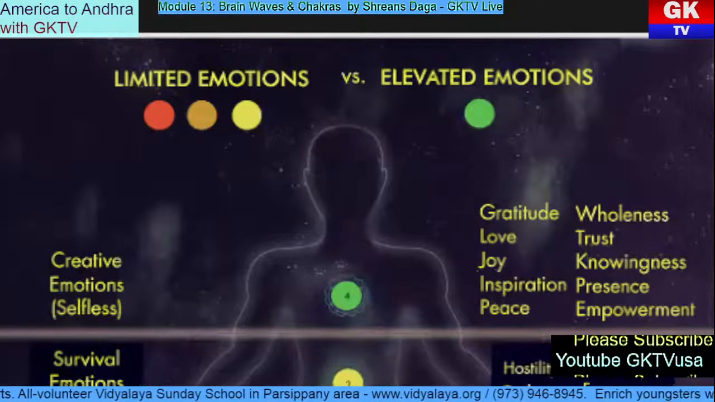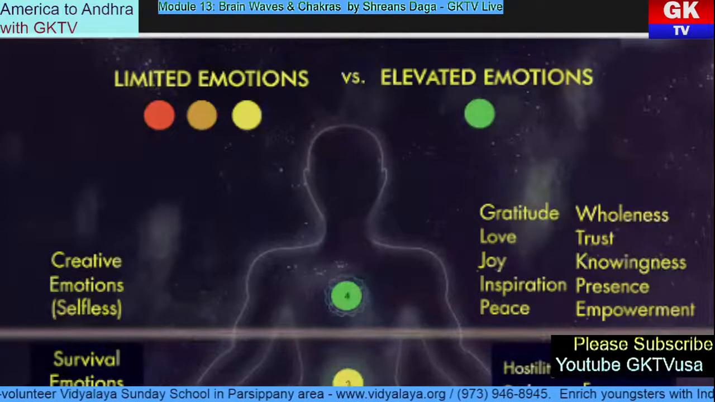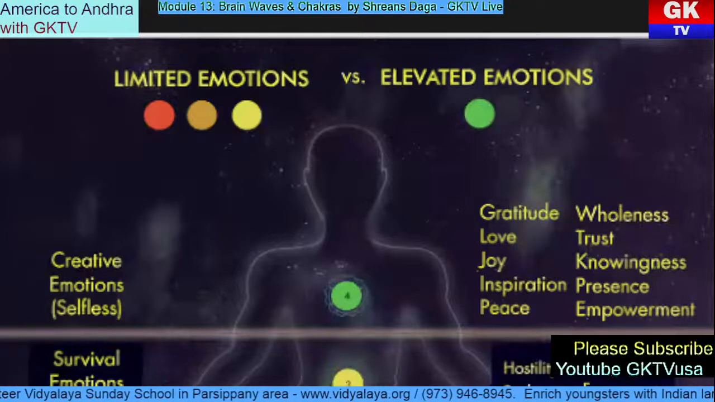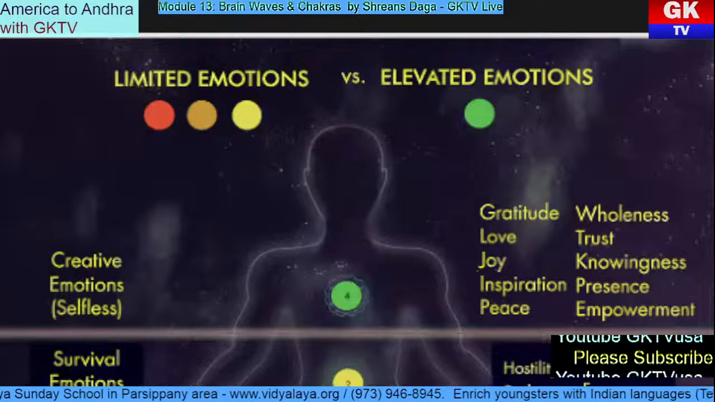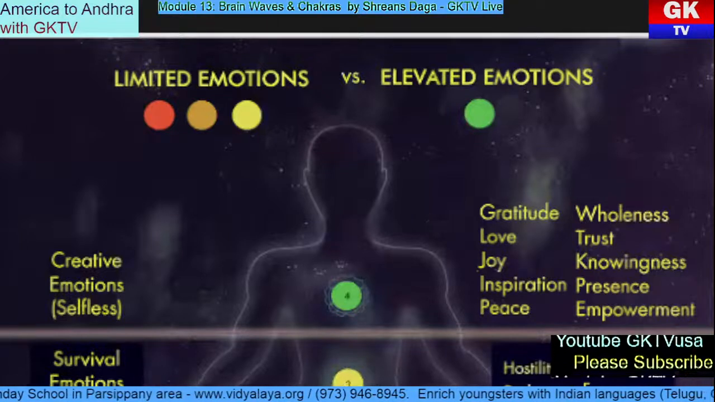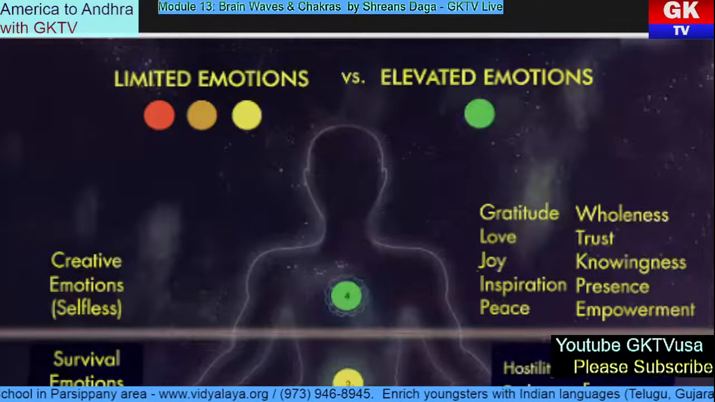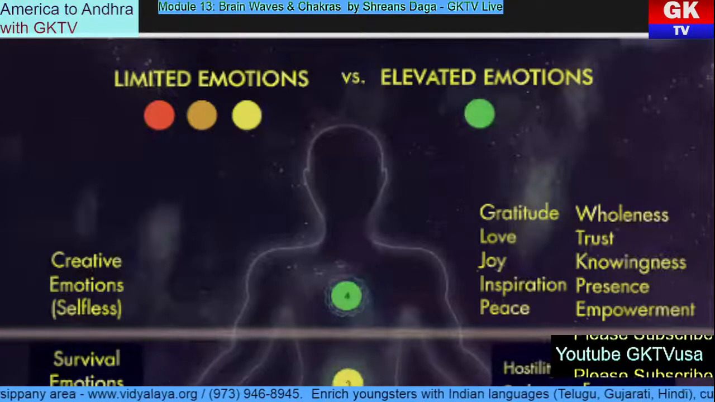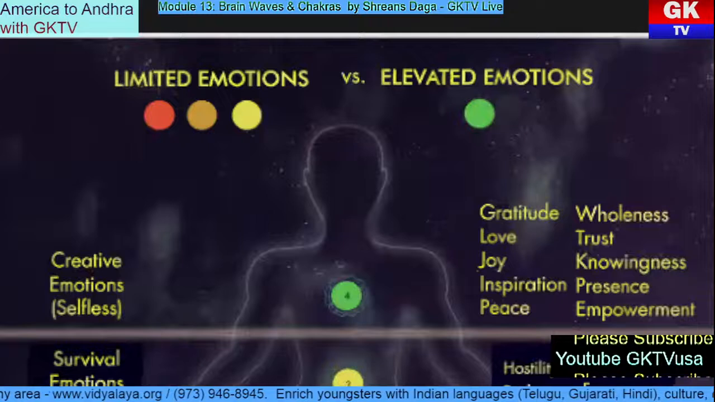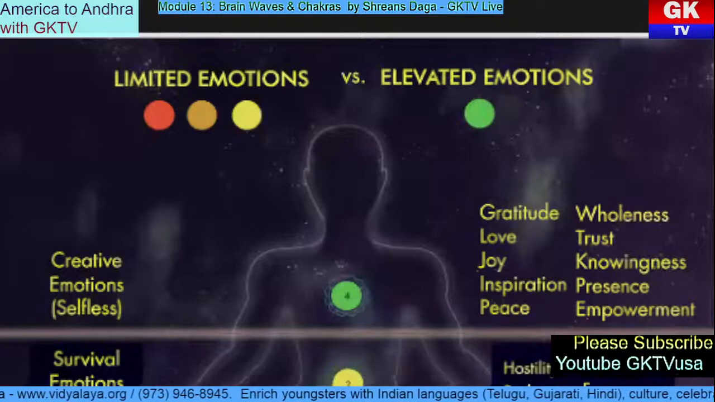You start trusting the universe. You're in this knowingness that, jo bhi hoga, acha hi hoga. Whatever will happen will be for the best. I believe, I trust the universe. And you feel there's some kind of empowerment when you're in this elevated emotion. So, friends, the whole purpose is to stay in these elevated emotions.